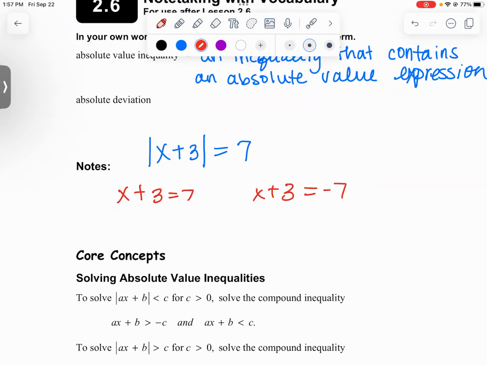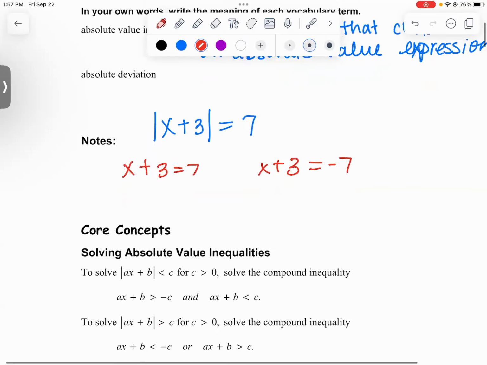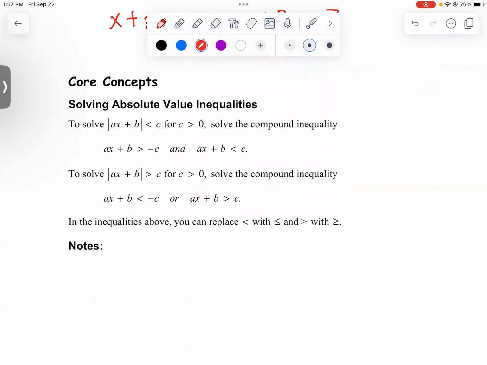Now, when we have an absolute value inequality, it's the exact same thing. We're going to have two inequalities, right? When we have two inequalities, those are called compound inequalities. And there's either going to be an or an and in between the two inequalities. I am going to point this out right here. We're going to rewrite it down below so we can talk through it.